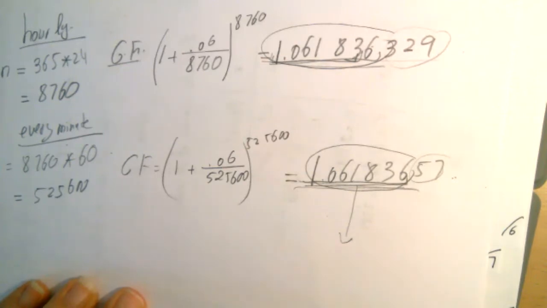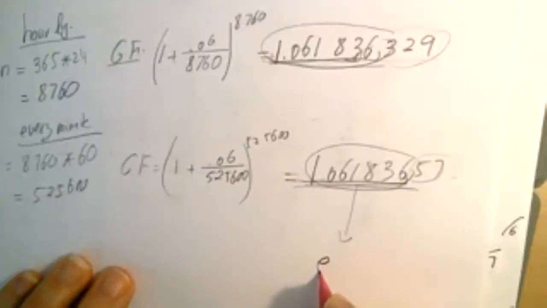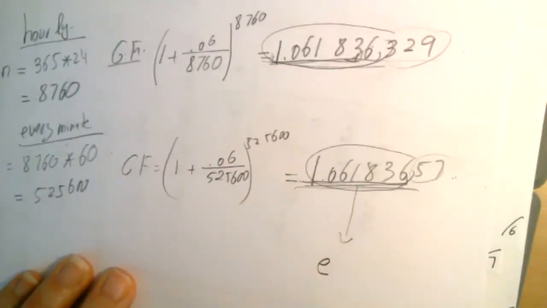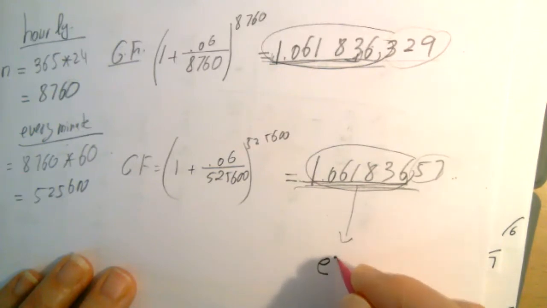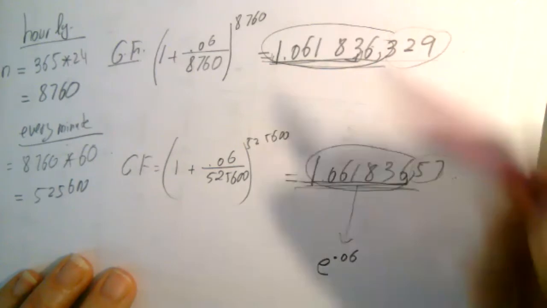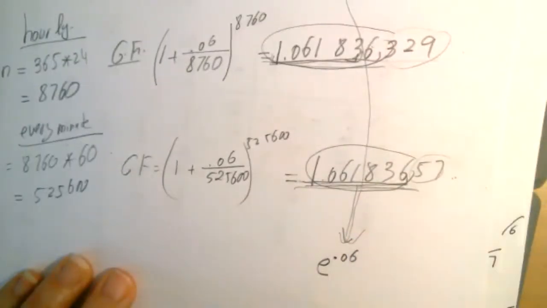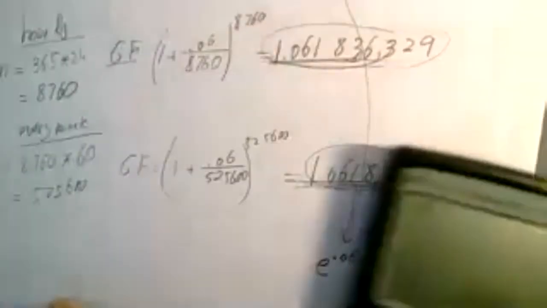And that's why people introduced the number E, and they realized that this number is going to become close to the following number: e to the power 0.06. It means those growth factors are getting close to e to the power 0.06. And let us check it out. Let us check that we are not really goofing.